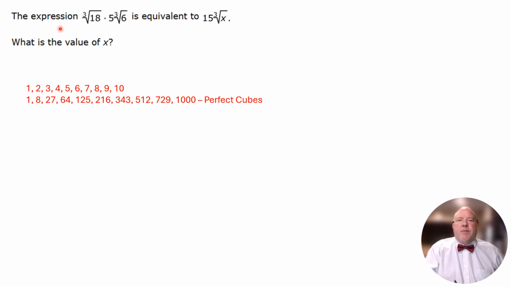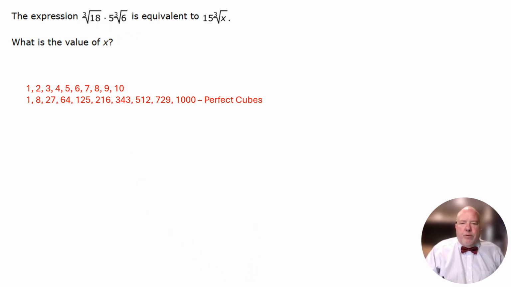So it says the expression the cube root of 18 times 5 times the cube root of 6 is equivalent to 15 times the cube root of x, and they want us to figure out what the value of x is. So they're asking us to basically simplify this expression. Okay, so first of all, let's talk about cube roots real quick.